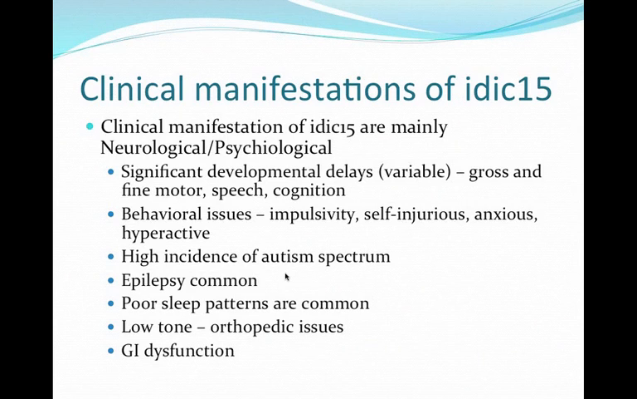Epilepsy is common. Poor sleep patterns are common. And low tone is a very big thing that we see early on. Sometimes that can lead to some orthopedic issues. And then outside the brain is GI dysfunction, so constipation, reflux. But really there's so many nerves in the belly and the stomach and the intestines that even though it's a different organ, we think that the brain is involved and is why that's an issue.